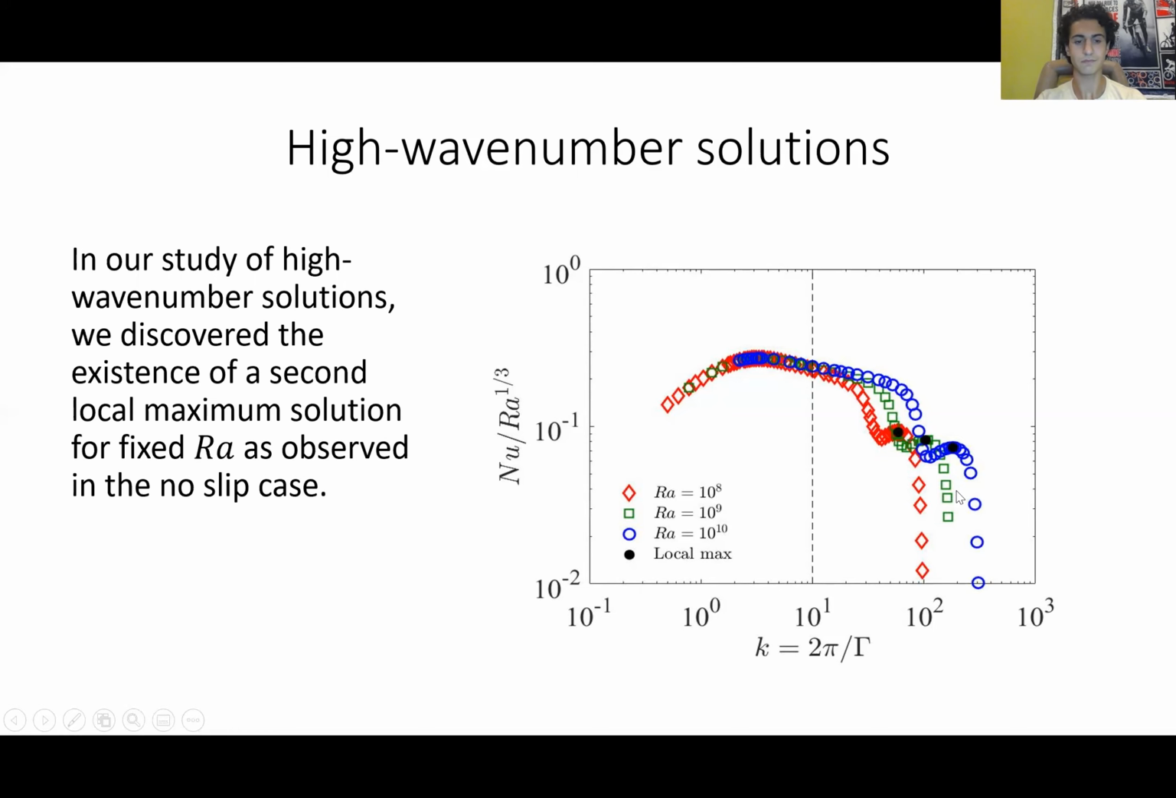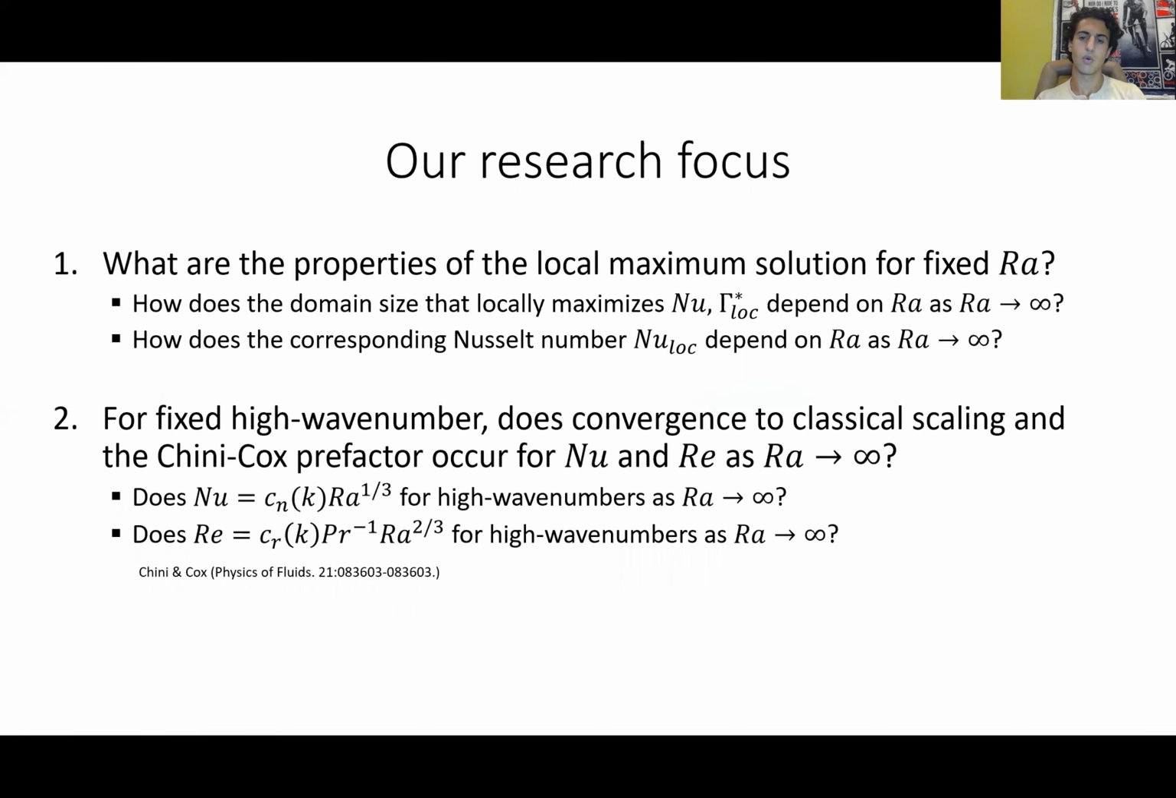So what is our research focusing on? There are mainly two questions that we want to answer. The first one is, now that we know that there is a local maximum for the stress-free case, what are the properties of it? Mainly, how do the local Nusselt number and the local aspect ratio that result in the local maximum depend on Rayleigh as Rayleigh goes to infinity?